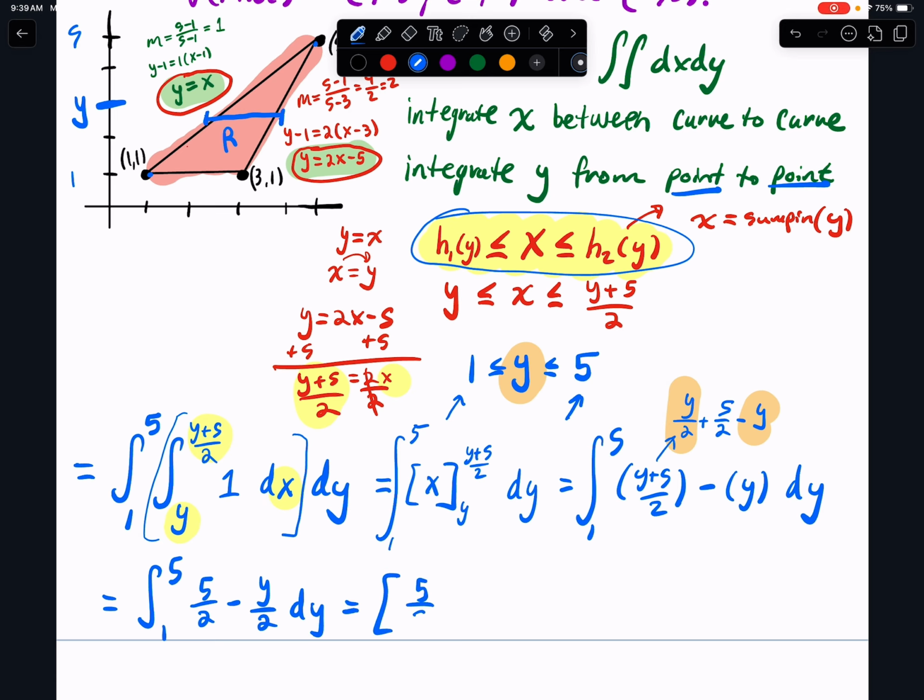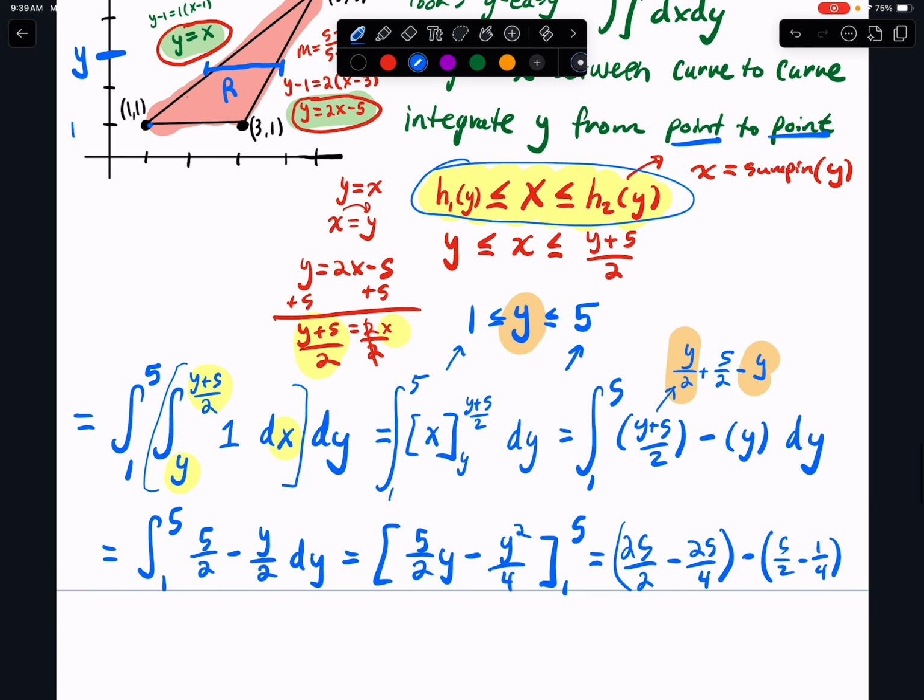The integral is 5 over 2 y minus y squared over 4 from 1 to 5. If I plug in 5, I get 25 over 2 minus 25 over 4, minus, plug a 1 in, I get 5 over 2 minus 1 over 4. Oh gosh. All right, do the math there. Should get 4.